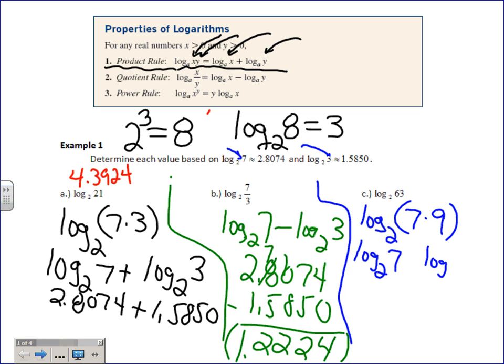And then log base 2 of 9. So do we add, subtract? What do we do there? You're going to add because it's multiplication. It's this one, right? It gets broken up into addition. Well, one of those you know. One of them is just written right up there. It's 2.8074. So you can replace it.